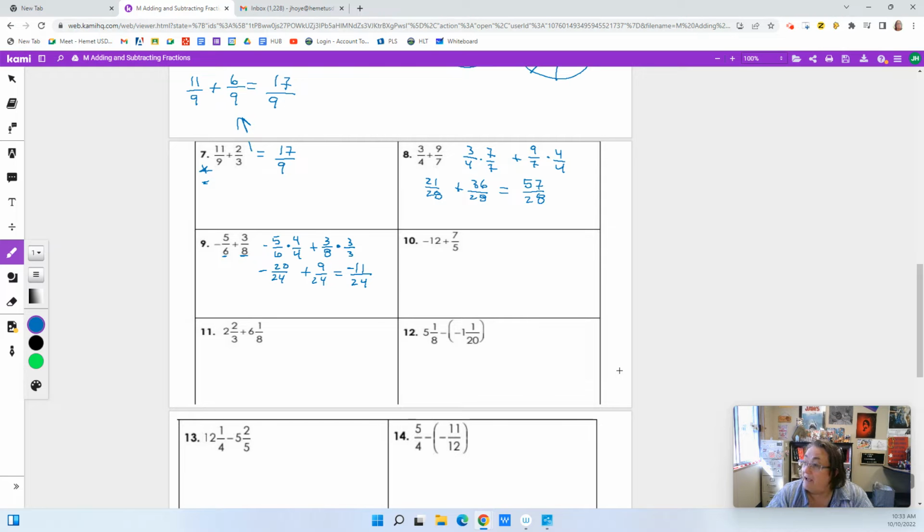What happens when I have, like on number 10, a whole number? I have negative 12 plus 7/5. What would be the fraction for negative 12? Anybody know that one? Not really.